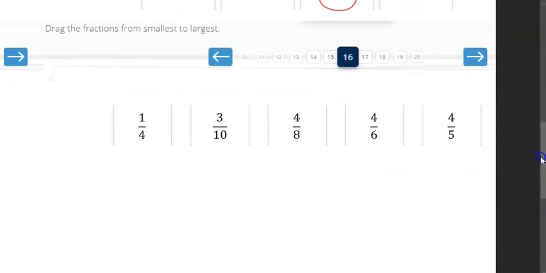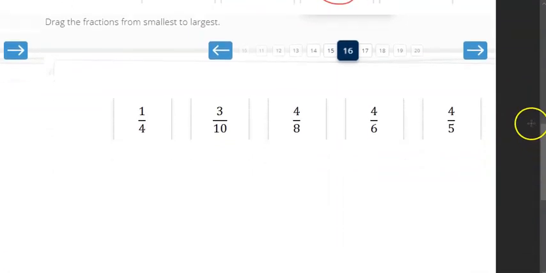The last example, we'll be looking at having to drag the following fractions from smallest to largest. Now you've got to be careful whether it's saying smallest to largest or largest to smallest. You can see here that all of the denominators are different. There's no consistency between them all. So a lot of the students would think, I'm just going to look at this one. This is number 1, that one will go first, and then number 3 will go next, and then maybe 4/5, then 4/6, and then 4/8, which isn't necessarily the case.